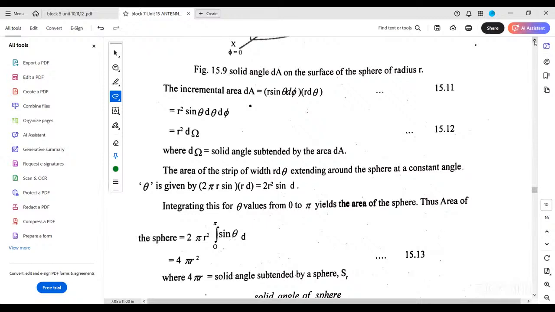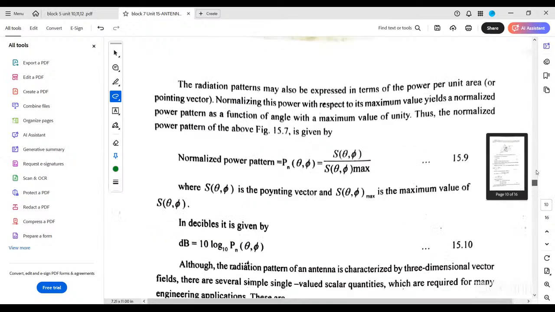Radiation pattern. I will give an overview as you asked. I will explain the overview. Someone asked once, open page 149. I will tell in short form how to refer for the examination point of view.